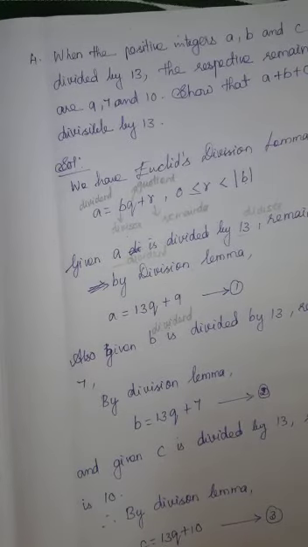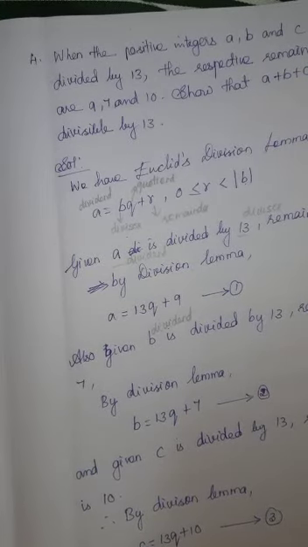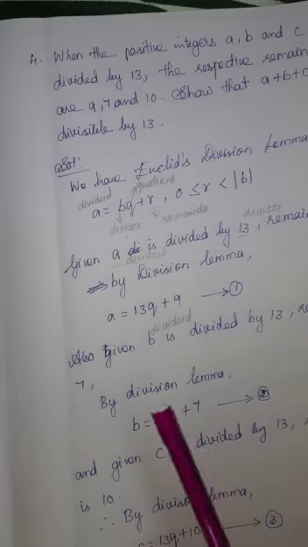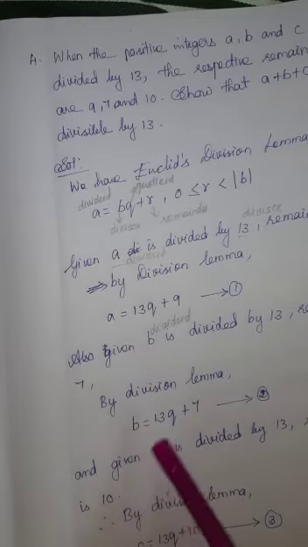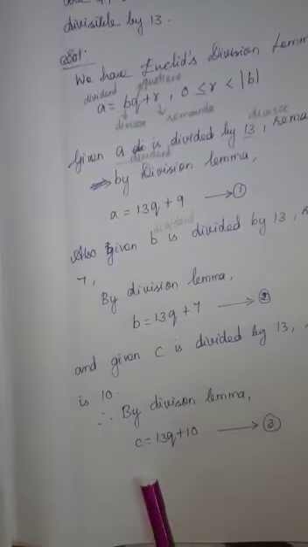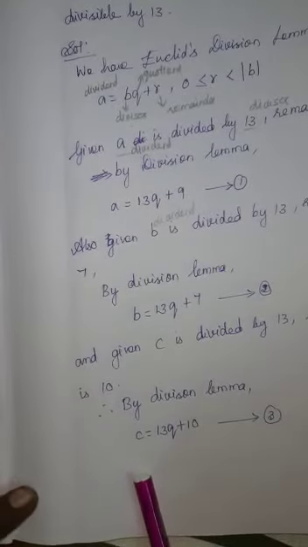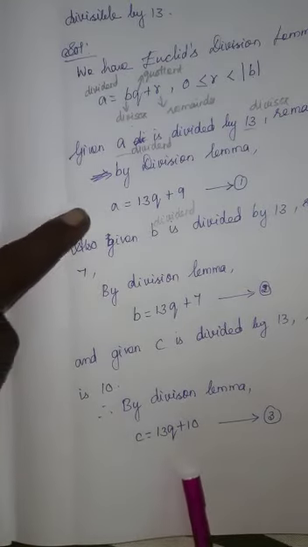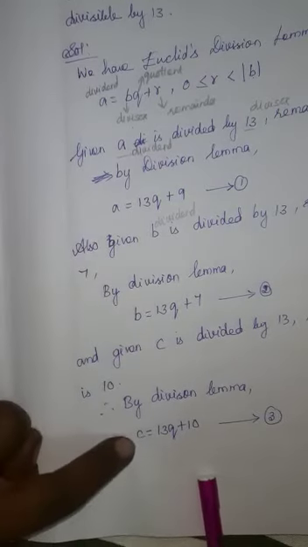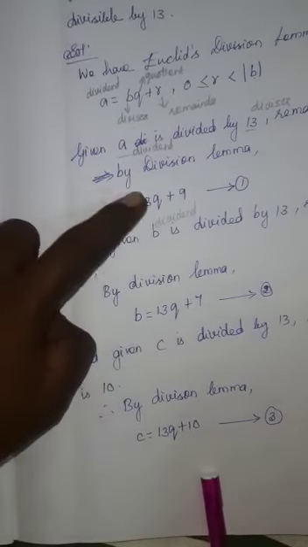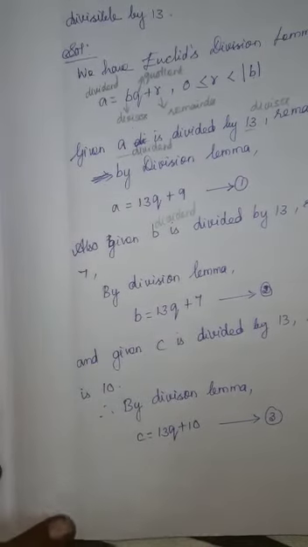Now, in our question they asked to show that a plus b plus c is divisible by 13. From the first equation we know the a value, from the second equation we know the b value, and from the third equation we know the c value. So we can find out a plus b plus c. So you can add the three equations. When you add the three equations, you add the left sides all together, so a plus b plus c on the left side equal to the right side values also added.